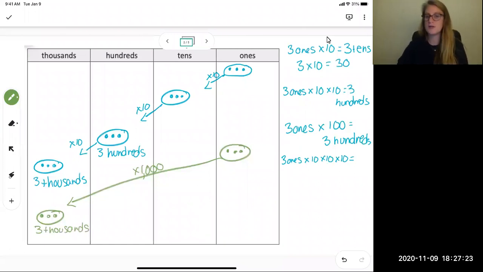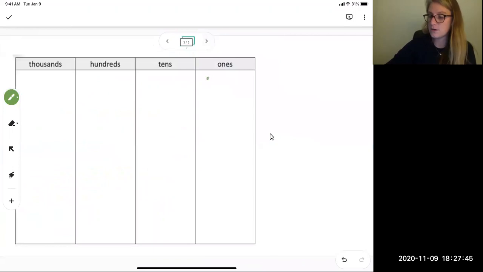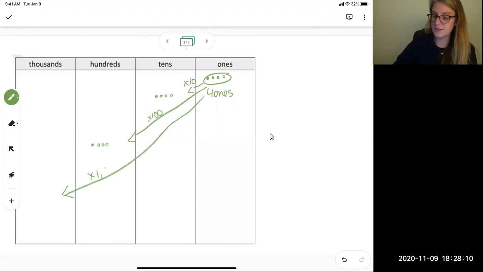The same process can be done with 3,000. Or 3 times 1,000 equals 3,000. Do you see a pattern? The same process can be done with any number. We could do 4 ones. We could do times 10 to give us 40. We could do times 100 to give us 4 hundreds, or we could do times 1,000, which would get us 4 thousands.